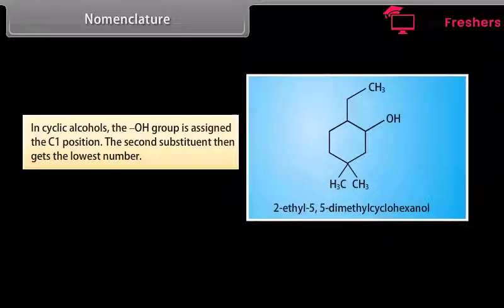The second substituent then gets the lowest number. For example, 2-ethyl-5,5-dimethyl-cyclohexanol.